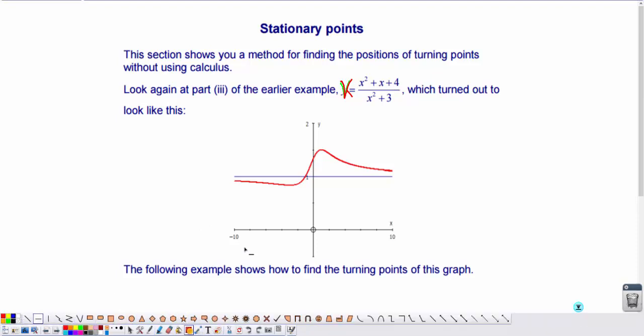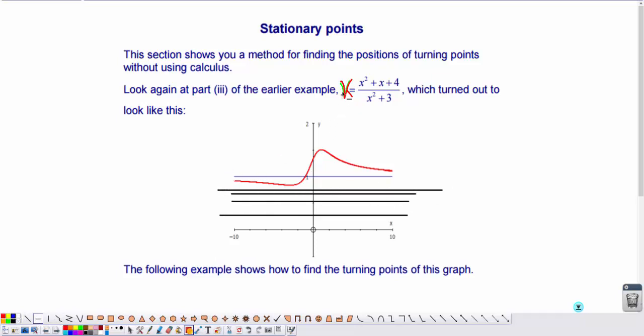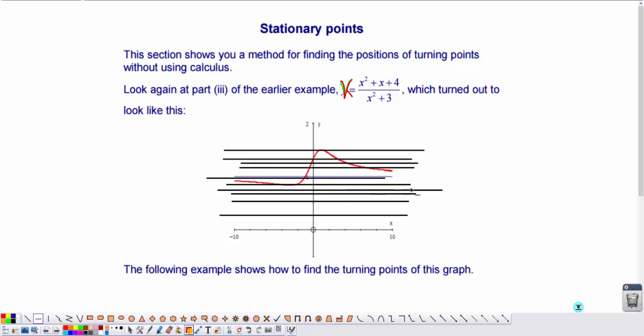So let's draw some straight horizontal lines for different values of k. This is my left-hand side, that's that, and this is my curve. Well, how do I find my turning point? If you think about this, think about all these lines.